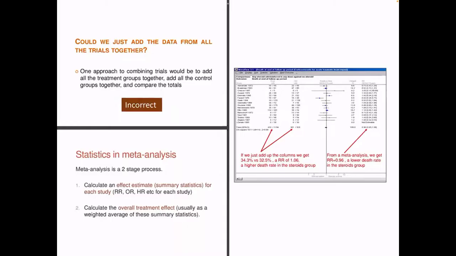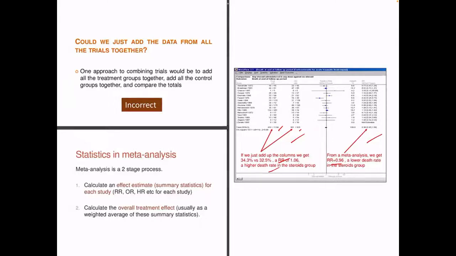So could we just add together all the data points from all the trials? That is not a good idea, as can be very clearly seen from this antenatal steroid example. If you were to just add the total number of the test and the control, the total number of people with the events and the total sample size, and you find the relative risk, it comes against the favor of steroids, the mortality is higher. Whereas when you do a meta-analysis and a statistical analysis, as is done for a systematic review, one can find that there is a beneficial effect in the direction of steroids.